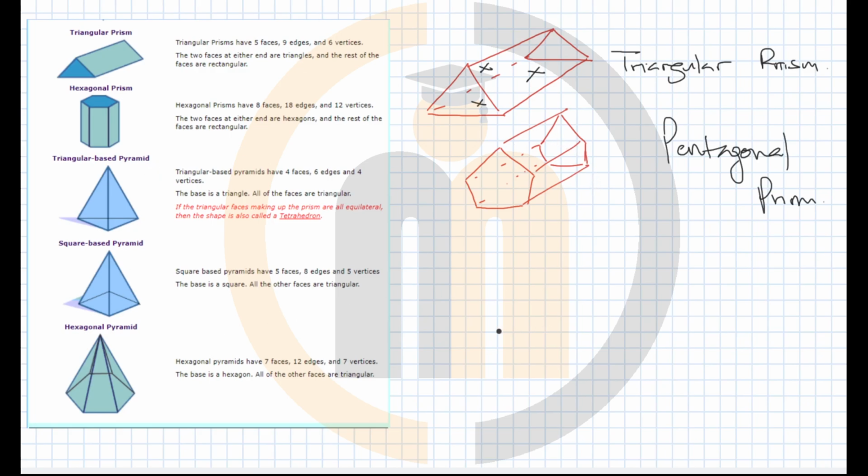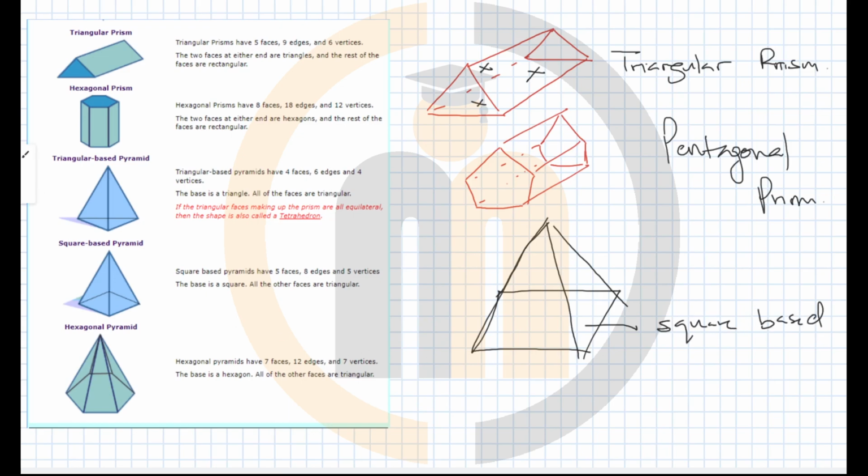As for pyramids, they could have any base. For example, I'm going to use our basic pyramid with a square base met at a point. So you can see this is square based, and on the sides there are triangles met at a point on top. This is what you would call a pyramid: a base with triangles surrounding it, meeting at the top as a point.